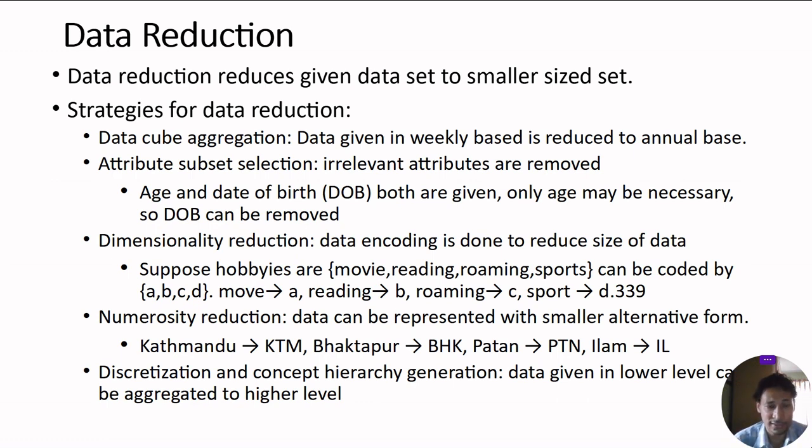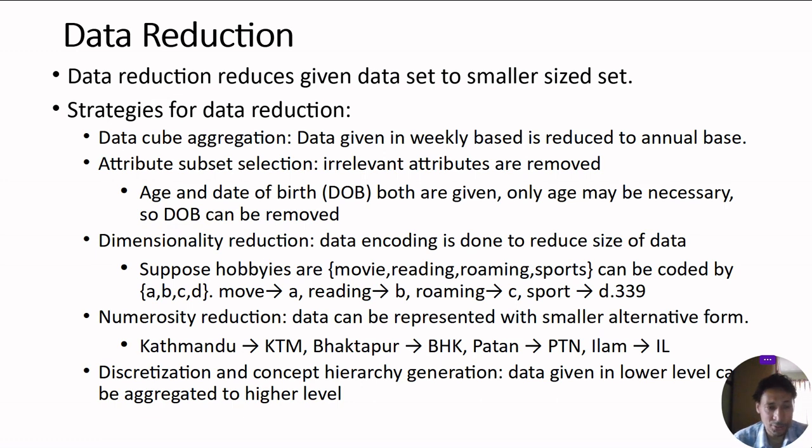Another technique for data reduction is dimensionality reduction. Data encoding is done to reduce the data. Suppose hobbies are movie, reading, roaming, sports; they can be coded by A, B, C, D. We can represent movie by A, reading by B, and so on. So one single character is sufficient to represent these hobbies.